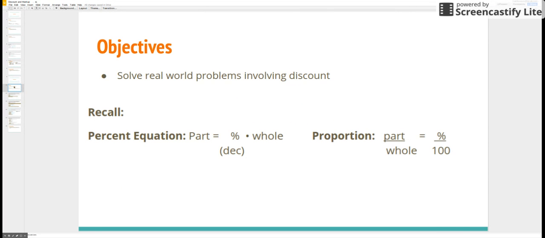First of all, I need you to remember that the percent equation is part equals percent as a decimal times whole, and the percent proportion is part over whole equals percent over 100. You need to make sure that you know how to do both of them. It doesn't matter which one you want to use, but just be familiar with both because I'm going to be explaining the examples with both, okay?